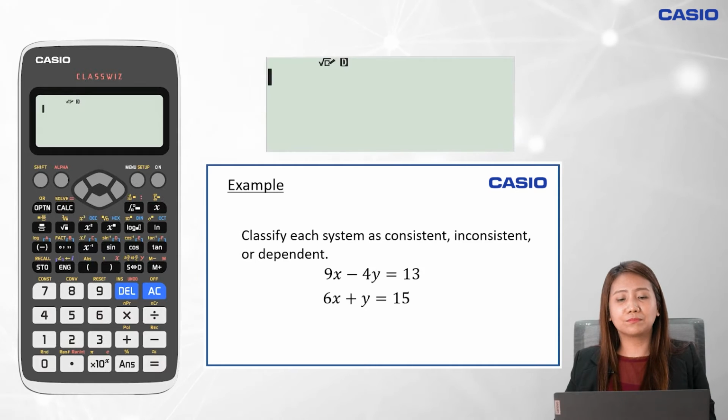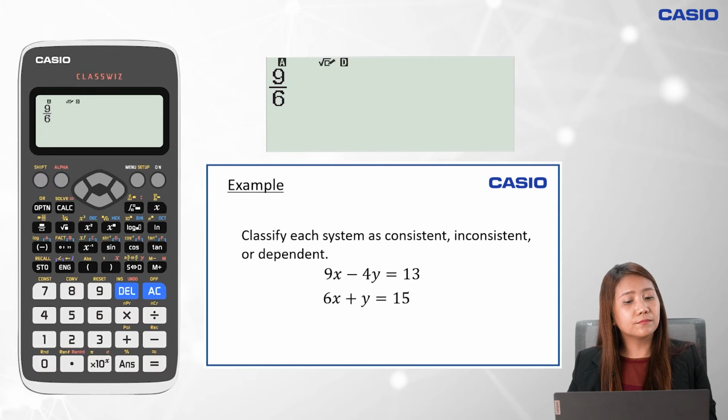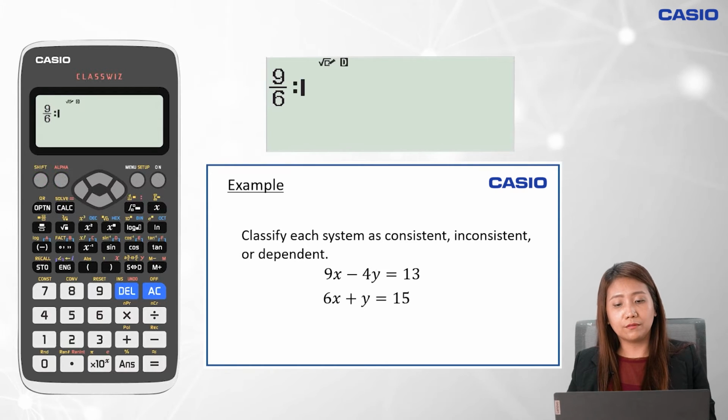Let's have an example. Our task is to classify each system as consistent, inconsistent, or dependent. Let's get the ratio of the coefficient of x, the coefficient of y, and the constant terms. So first, let's key in the coefficient of x. We input 9 as the coefficient of x of the first equation, fraction key, followed by the coefficient of x of the second equation. Then, arrow right. We click on alpha, integral for colon.